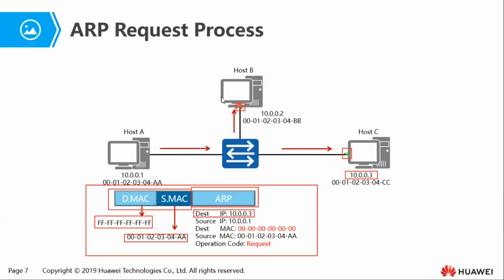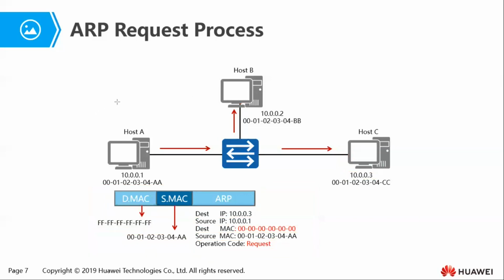As I said earlier, on the destination MAC address, this is what we are looking for, and therefore we will fill it with all zeros when we are sending the request. In the ARP header, under the operation code field, the value that it will have there is a request. We are sending a request. The operation code field can be a request or a reply. So that is what we call an ARP request.